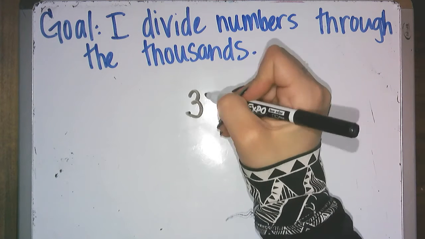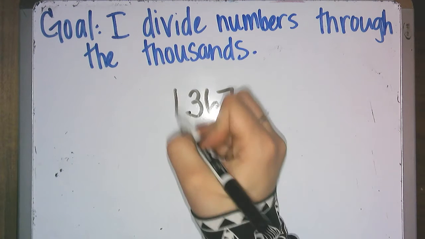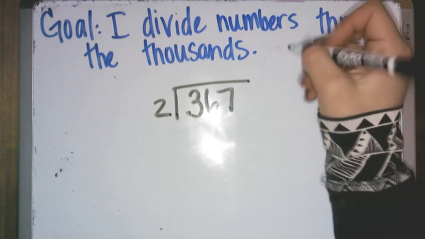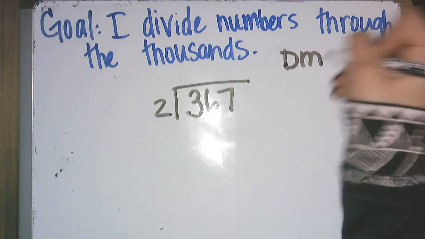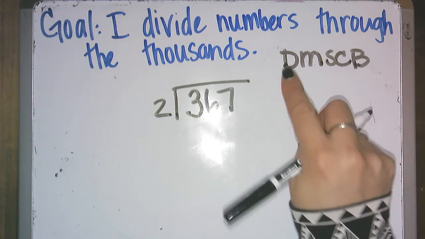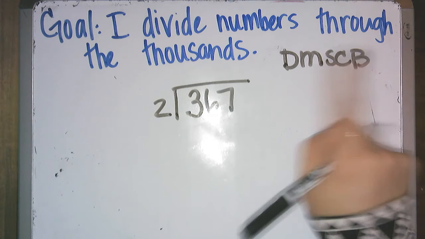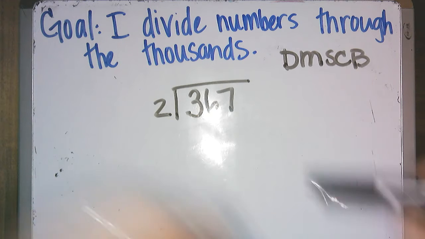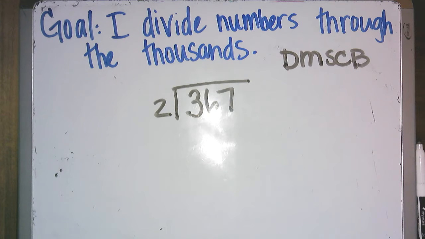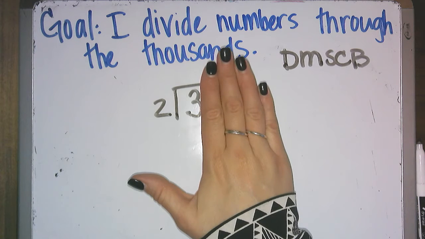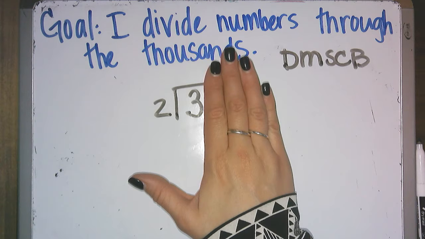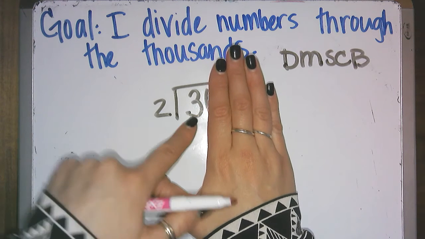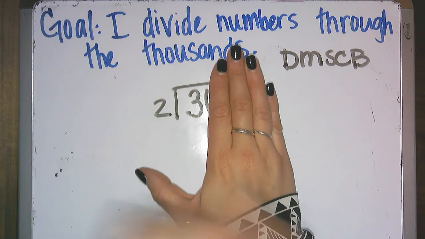So if we have the number 367, and this is being divided by 2, we're going to remember to always start by writing, "Does McDonald's serve cheeseburgers?" Or divide, multiply, subtract, check, bring down. So when we do this, we look at this number by number. So 3 divided by 2. I am going to think, how many groups of 2 can I make if I have 3?